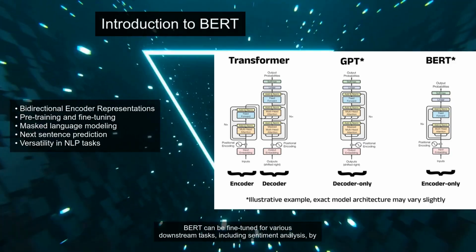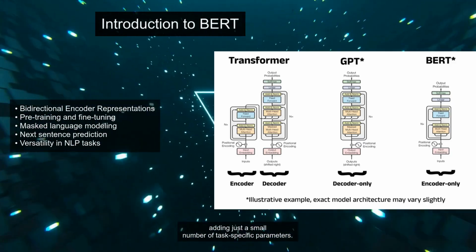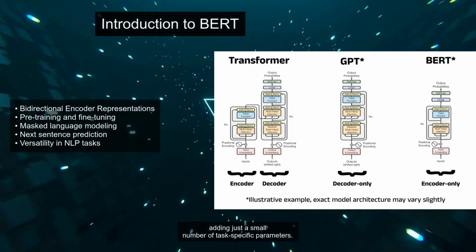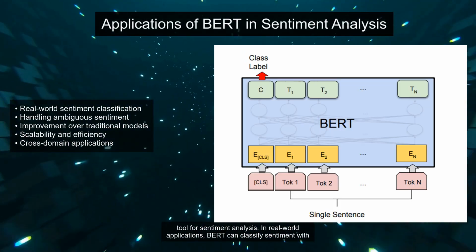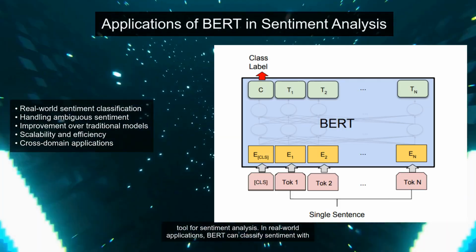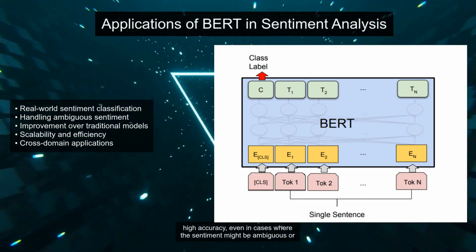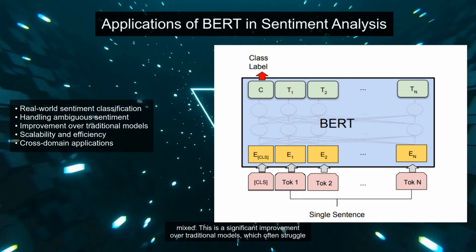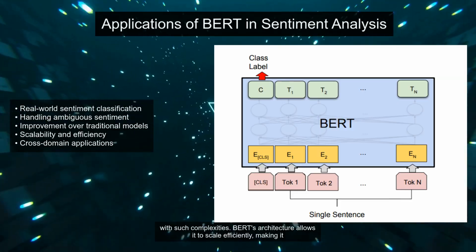After pre-training, BERT can be fine-tuned for various downstream tasks, including sentiment analysis, by adding just a small number of task-specific parameters. BERT's ability to understand context and semantics has made it a powerful tool for sentiment analysis. In real-world applications, BERT can classify sentiment with high accuracy, even in cases where the sentiment might be ambiguous or mixed. This is a significant improvement over traditional models, which often struggle with such complexities.